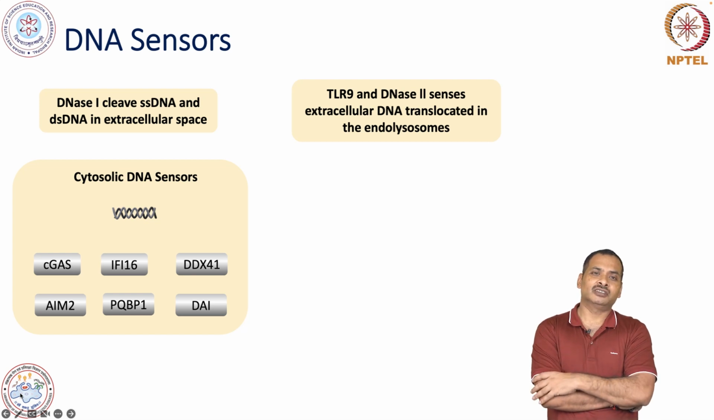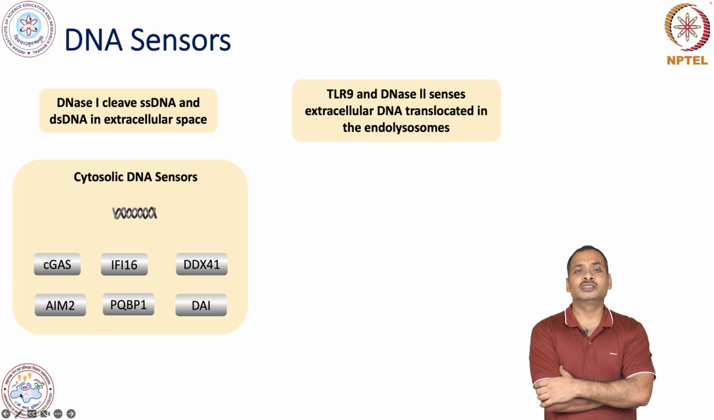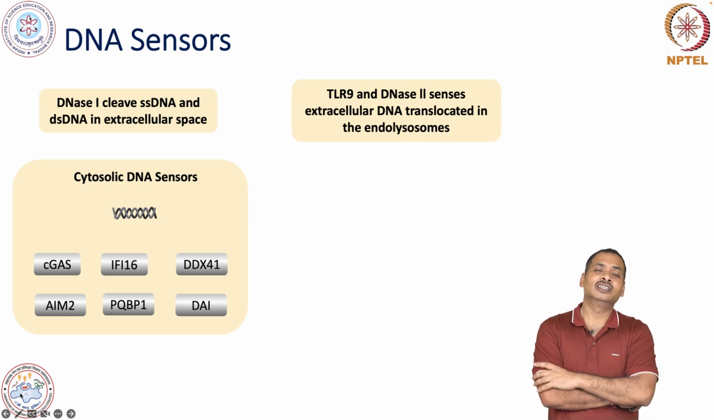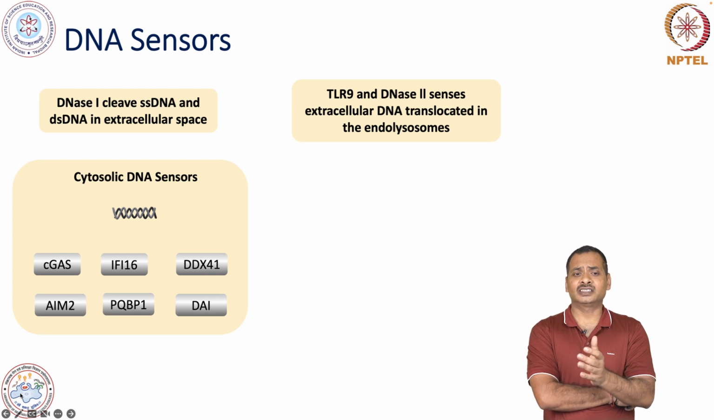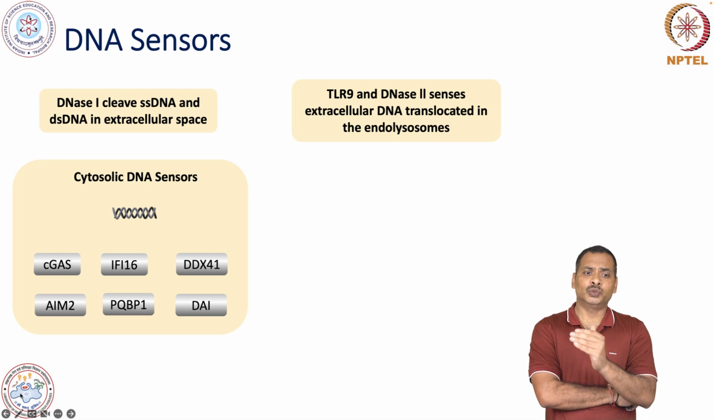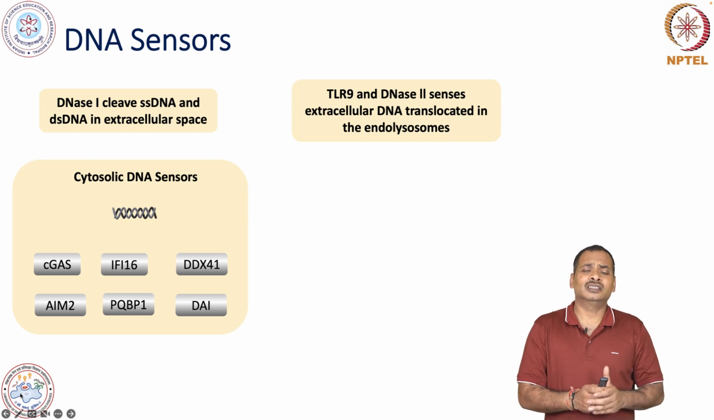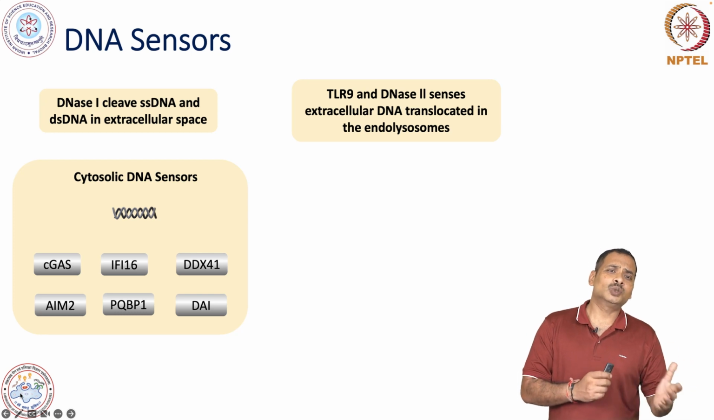Inside the cell there are various kinds of sensors, and we categorize these sensors into two major parts. One is cytosolic DNA sensors. Here you can see the cytosolic DNA sensors: cGAS, IFI16, DDX41, AIM2, PQBP1 and DAI. So, these are basically cytosolic sensors, they sense in the cytosol outside the nucleus.